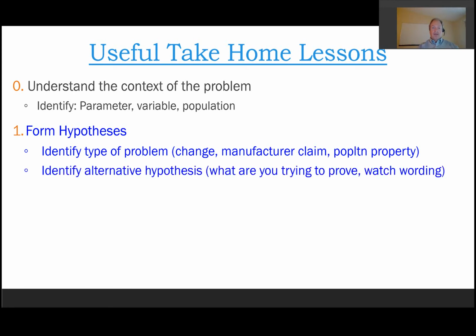Also, it's important to realize that when we're trying to form the hypotheses, it's almost always easier to identify the alternative because it's what you're trying to prove. It's going to be the question or the problem statement. But we also have to pay careful attention to the wording to see what type of alternative test we are doing.